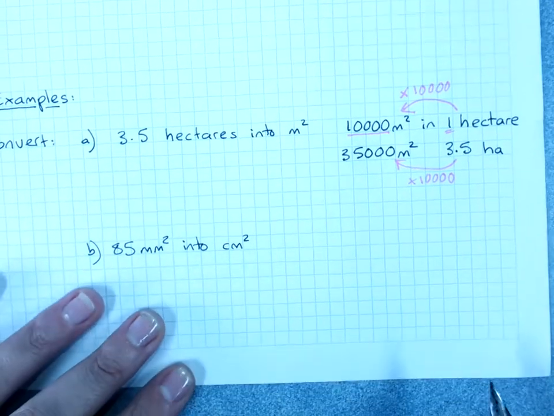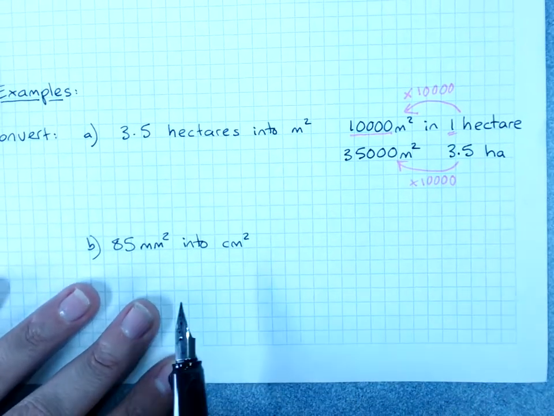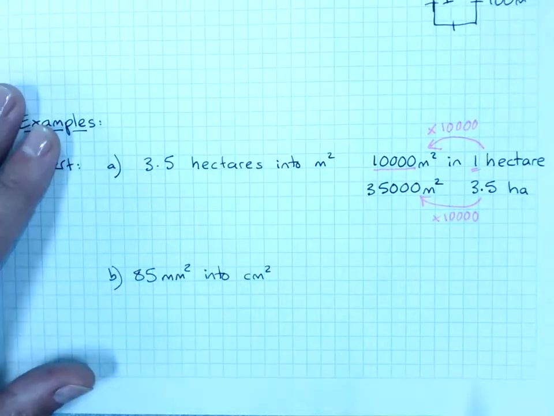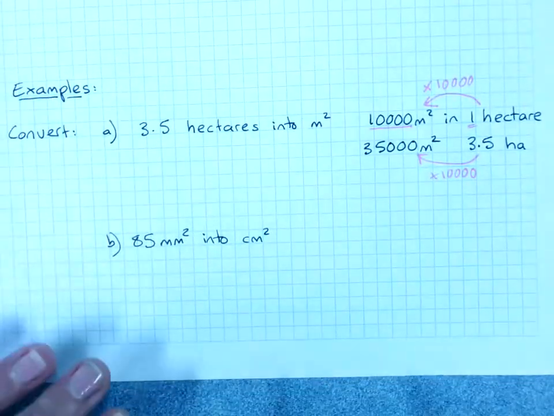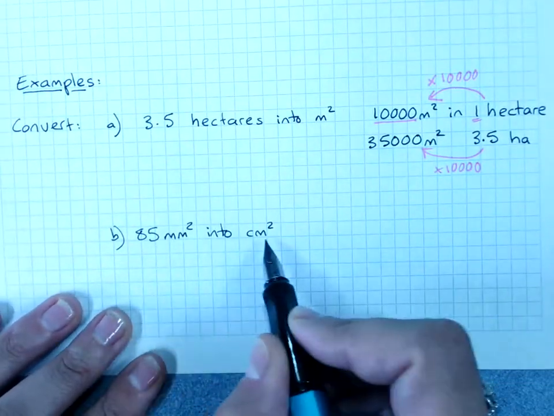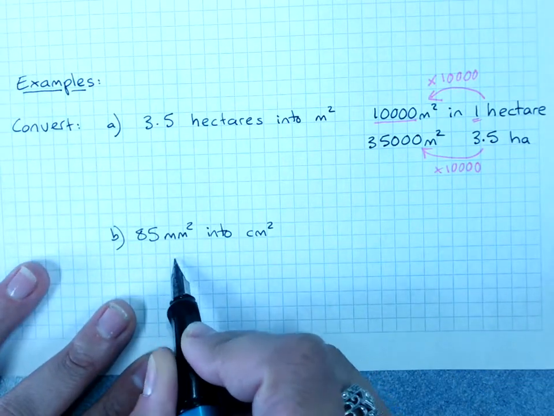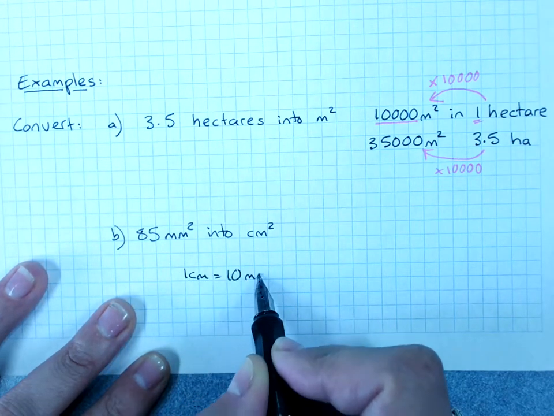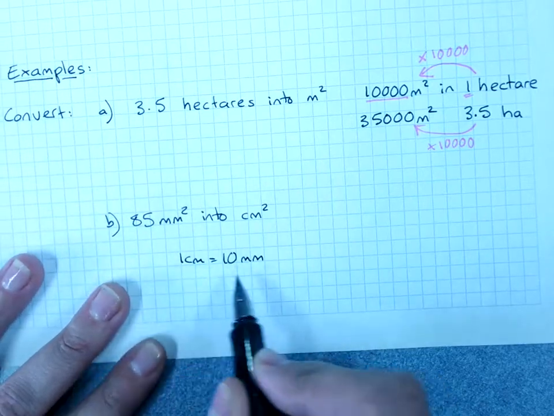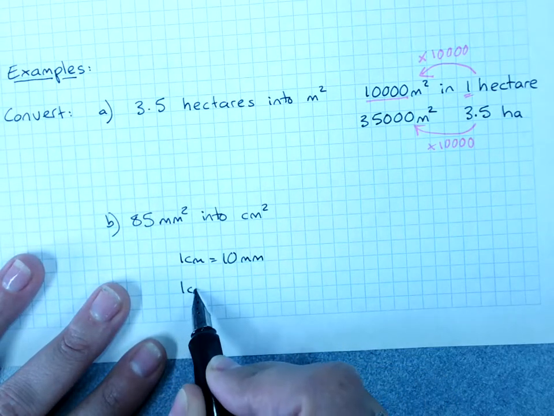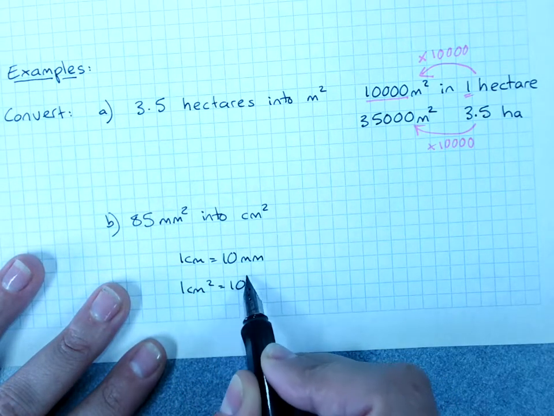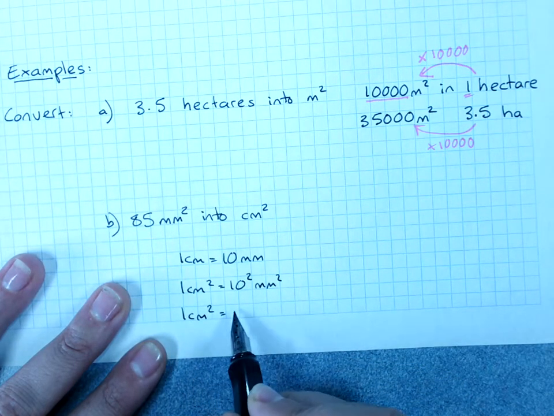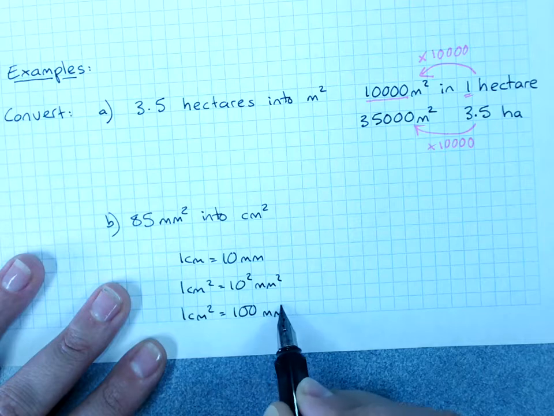Your other option, of course, is you can just reason through whether you multiply or divide. You still need your length to area conversion factor. So millimeters squared into centimeters squared. 1 centimeter is 10 millimeters. So squaring it, 1 centimeter squared is 10 squared millimeters squared. 1 centimeter squared is 100 millimeters squared.